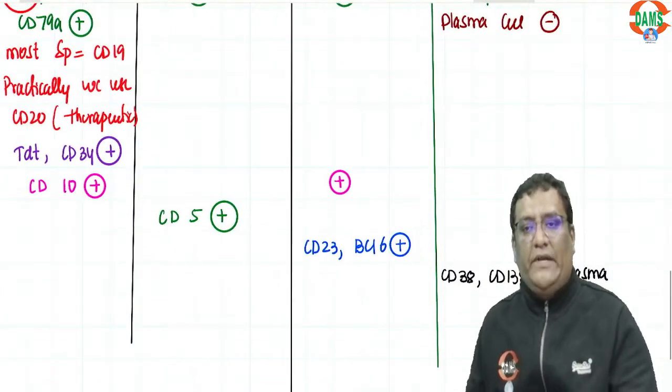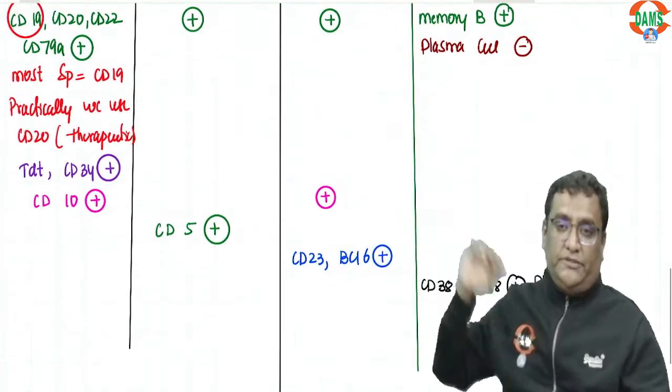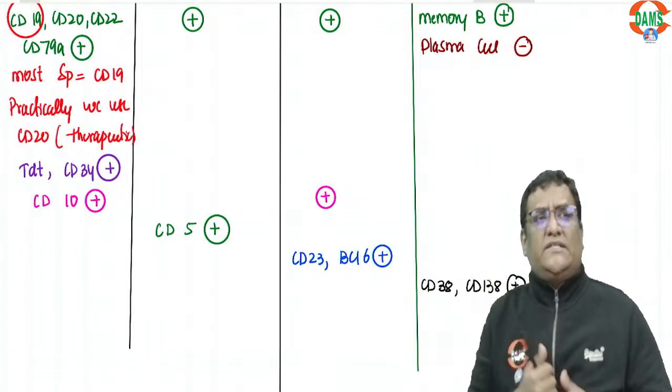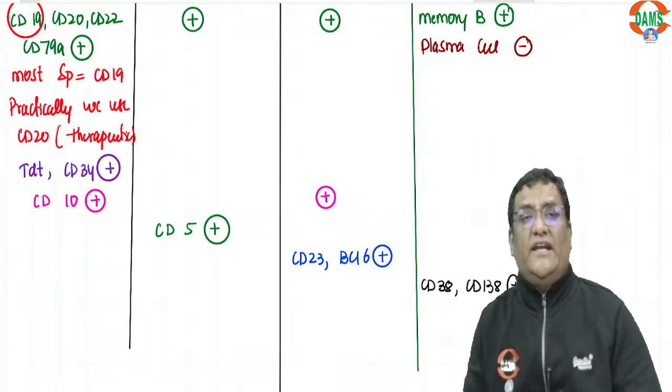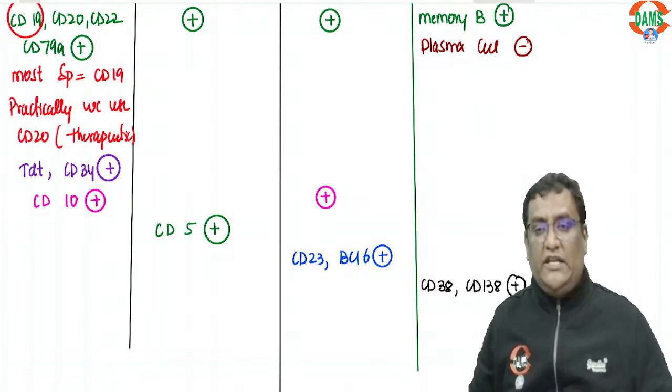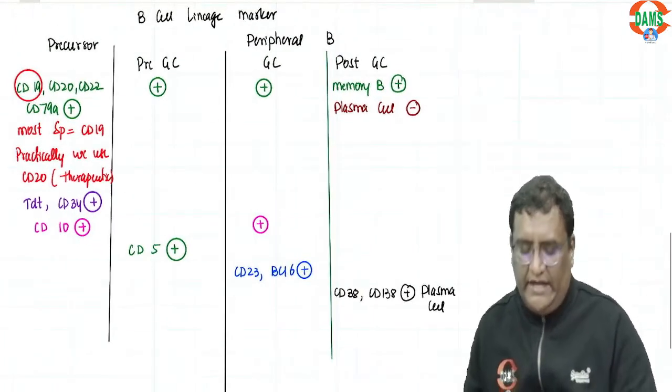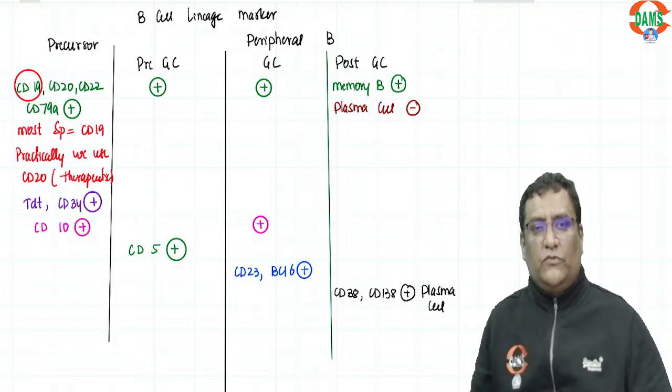Now look at this application here. I want you to understand the application. Tell me now, a cell is positive for CD20 and CD5. What are you thinking? Question number 1.